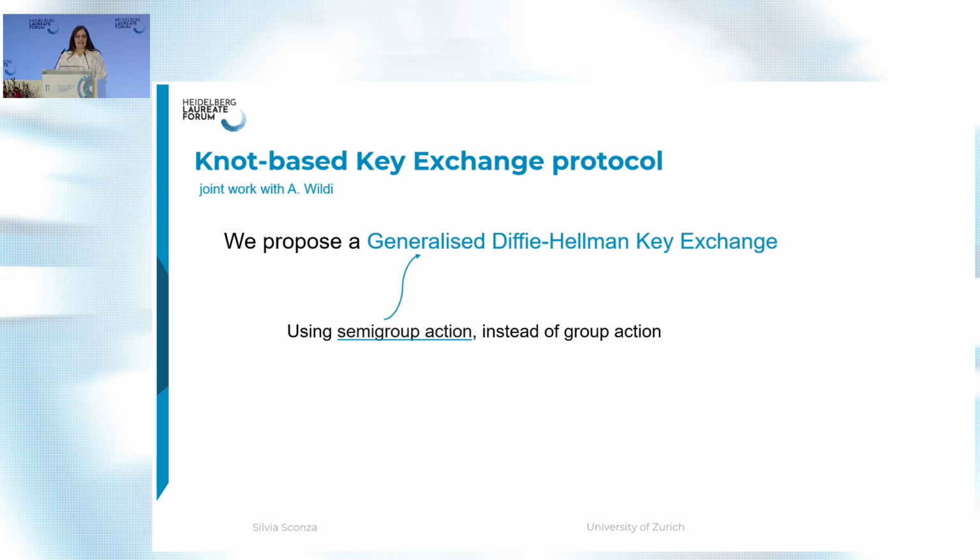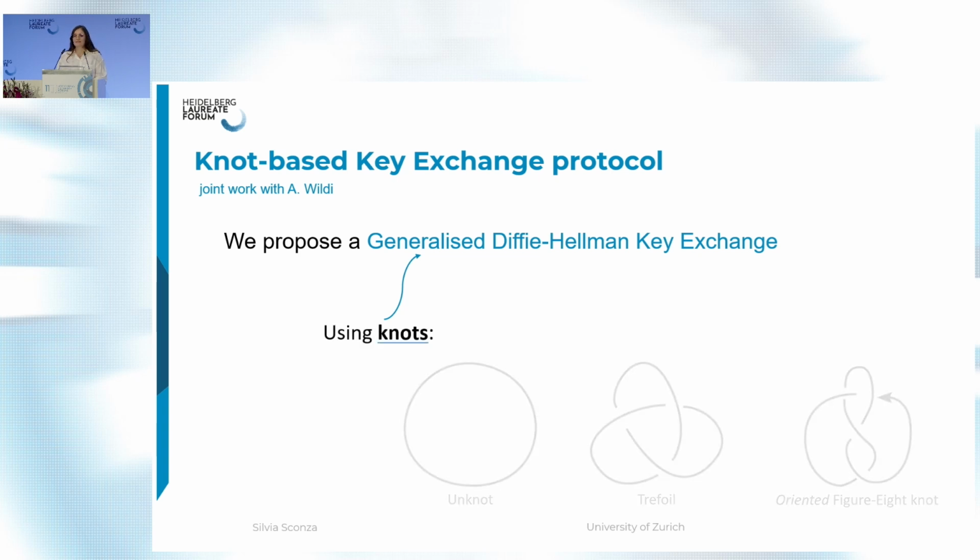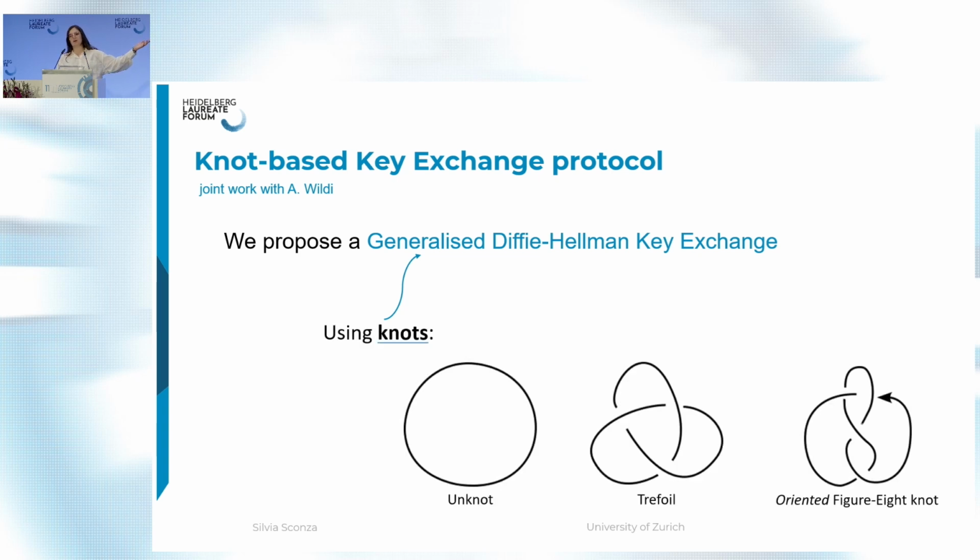And as the title suggests, we will use knots. What is a knot? These are knots, okay? So a knot is actually what you are thinking about. These are the three most basic examples, and as you can see in the last one, we can also give an orientation. And we will consider just oriented knots.